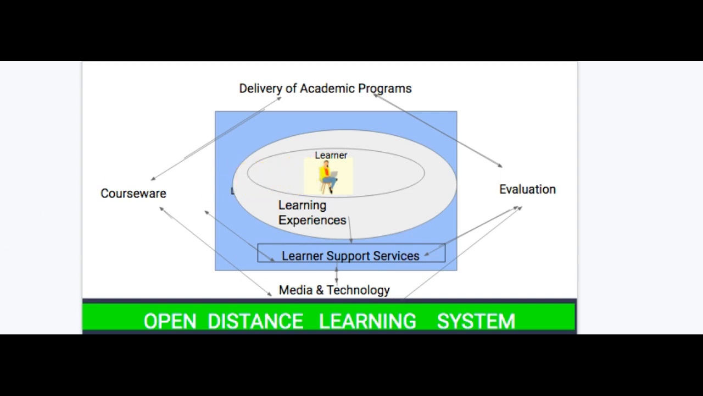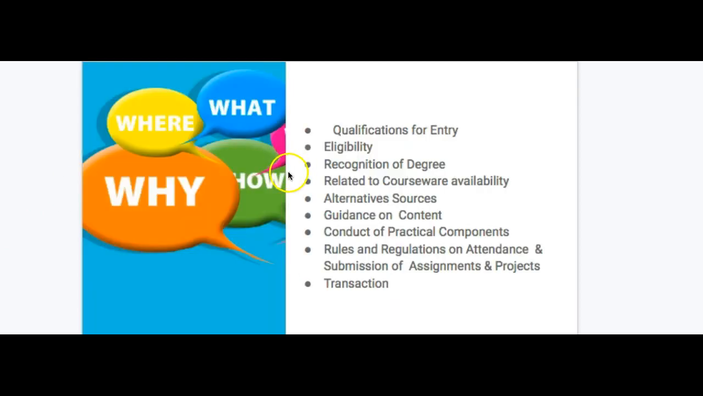So let us start with the learner. The learner is the central person around whom the entire services are designed. When he or she joins the open and distance learning system, he or she comes with several questions, like: is the specific ODL course recognized by the concerned professional body like UGC or AICTE, or any international body like that? And what are the qualifications for entry, and what is the eligibility to take admission?